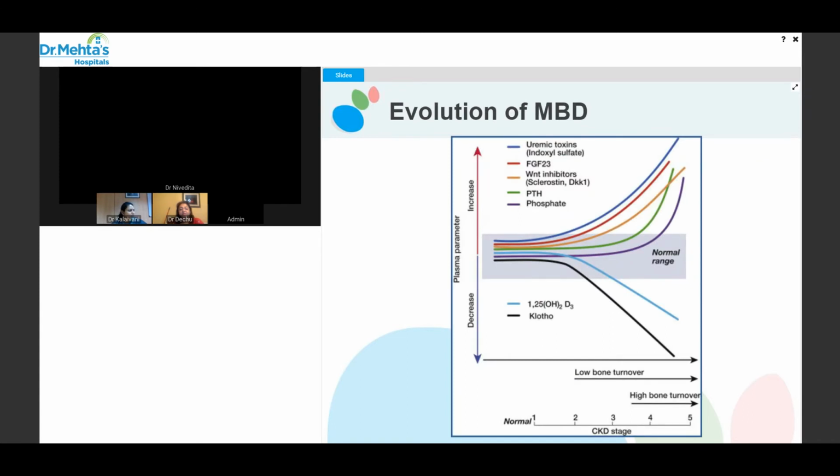To summarize what we just discussed, the evolution of MBD, in the early stages, there is an increase in uremic toxins, FGF23, sclerostin, PTH, and phosphate, and a decline in active vitamin D and Klotho, which in the initial stages leads to a low bone turnover, and in the later stages to a high bone turnover.